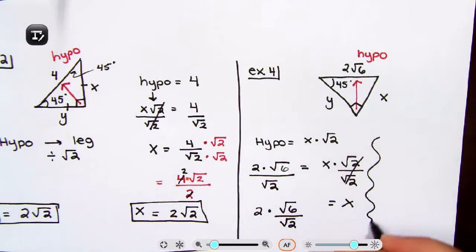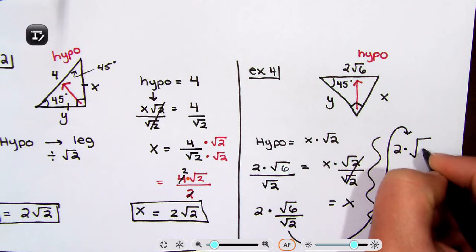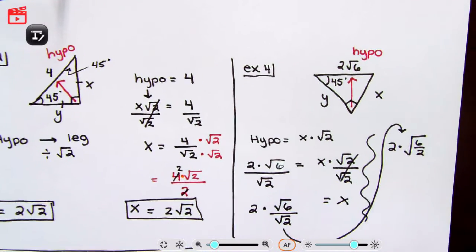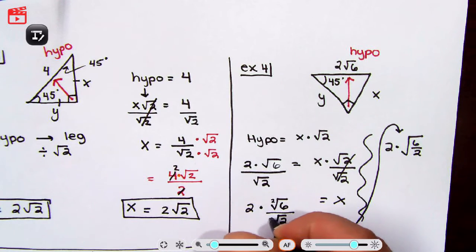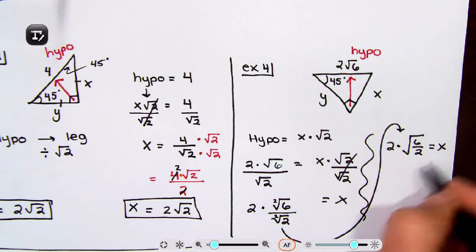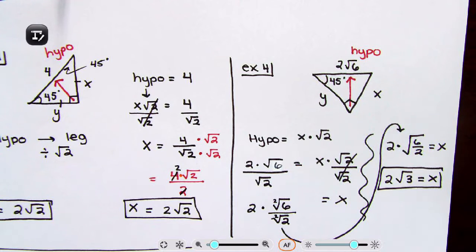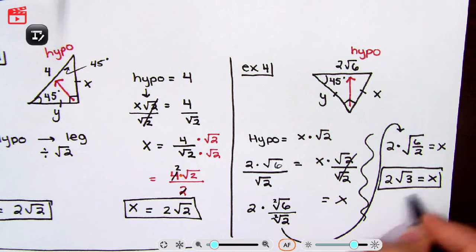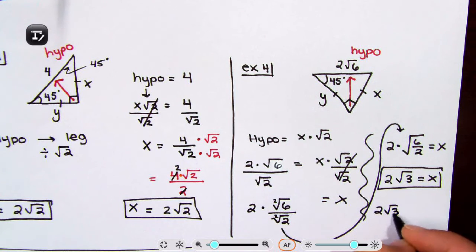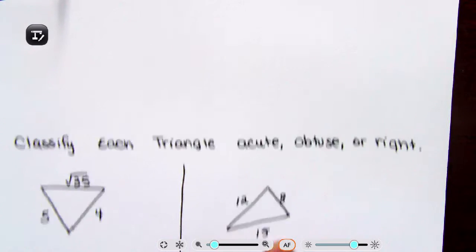With the quotient property for radicals, that means I can combine them into one radical, because my index is the same. I have an index of 2 here and an index of 2 here. That means I can put them into one radical. 6 divided by 2, that is 3. So my x is equal to 2 times the square root of 3. Since we know this is a 45, 45, 90 triangle, we have our legs that are congruent. So if x is equal to 2 root 3, that means y is also equal to 2 square root of 3. All right, let's do a few more.